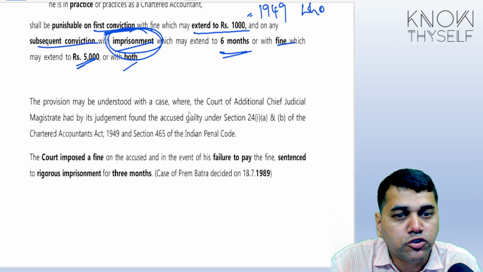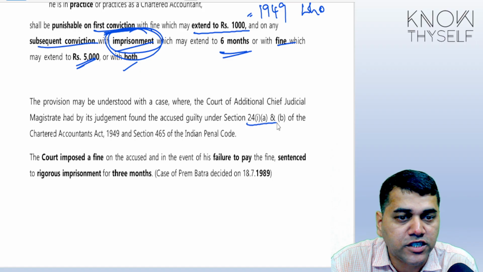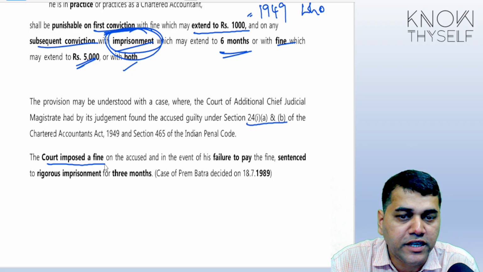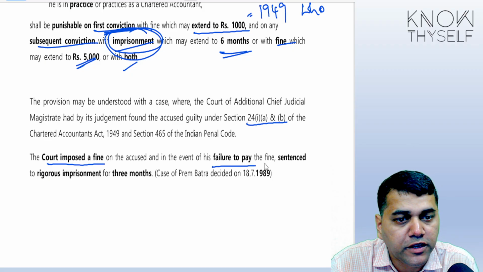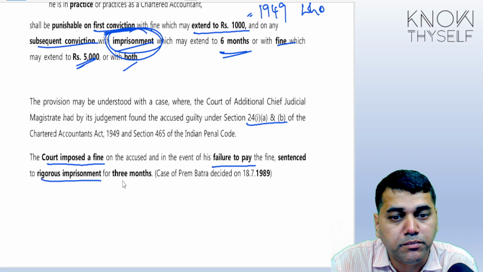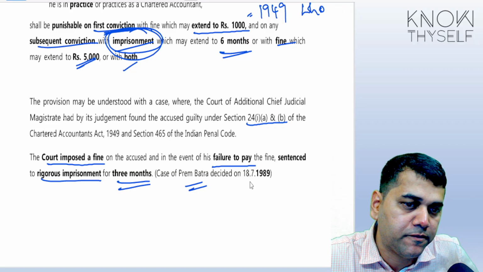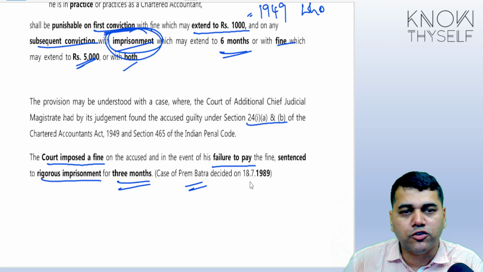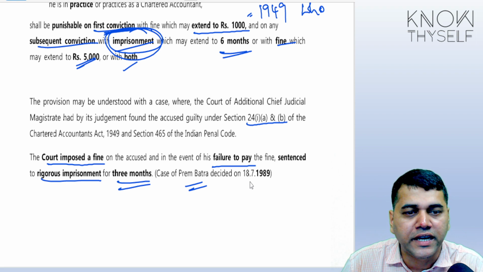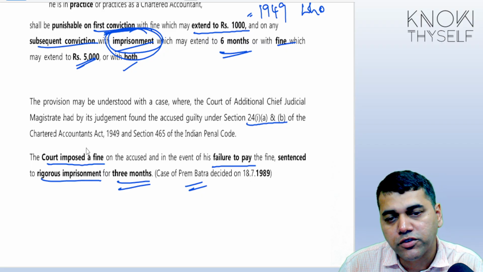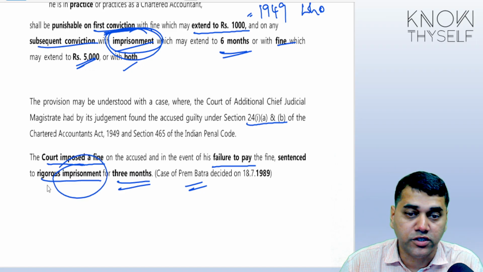The provision can be understood with the case where the court of additional justice magistrate by judgment found the accused guilty of section 24A, 1A and B. The court imposed a fine on the accused. In the event of his failure to pay the fine, sentenced rigorous imprisonment of 3 years. Okay, one Batra case somewhere in 1989 it happened. Okay, so they were asked to pay 1,000 rupees, but 1,000 was also a big amount in 1989. Today it may not have its value. But somebody was given imprisonment for this offense.